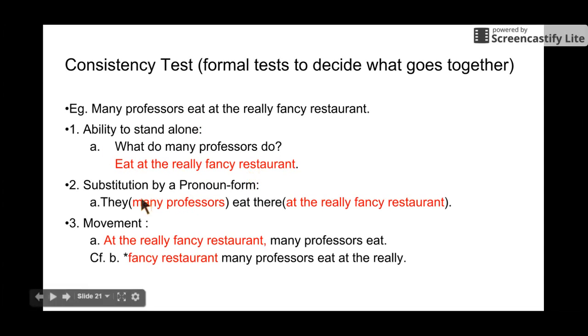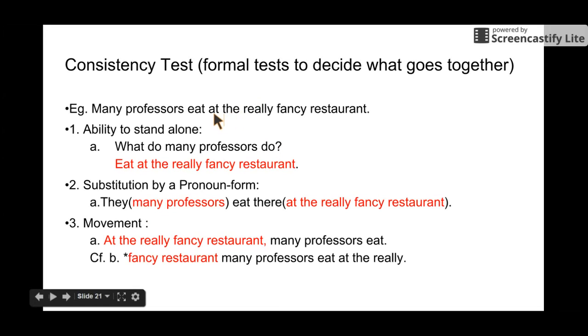Another test is substitution. If something can be substituted by a pronominal pronoun form, then the whole thing would be a constituent. So, for example, we can replace many professors with they, right? So many professors would be a constituent, and this would be an NP, right?